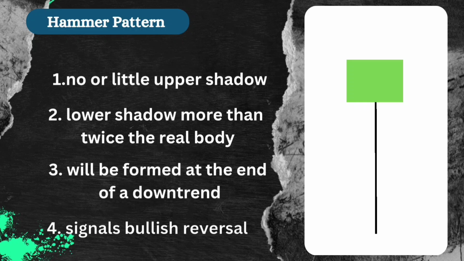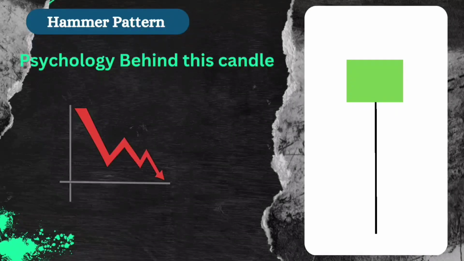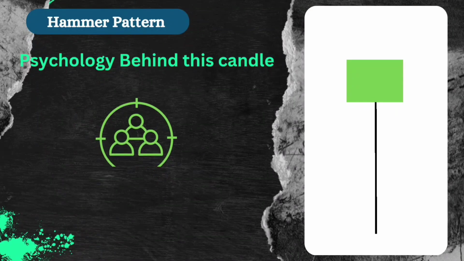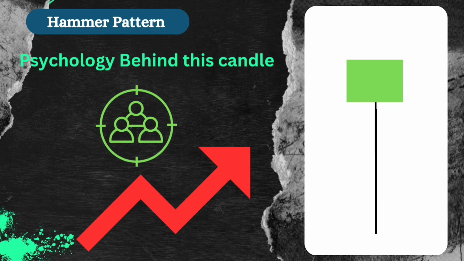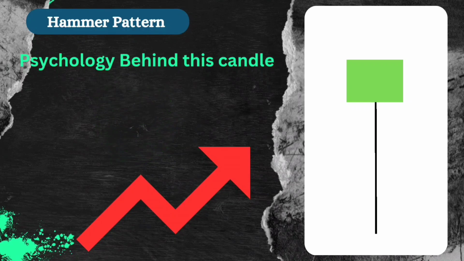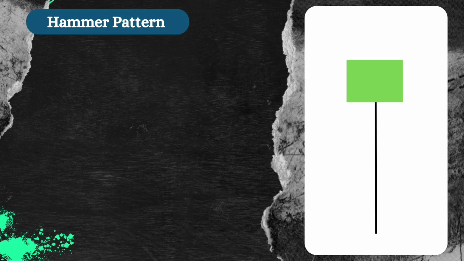Here is the psychology behind the hammer. The session starts with sellers pushing the price lower, but then buyers step in, driving the price back up. The price closes higher than the opening, forming the distinctive bullish pattern. Traders often use this pattern as a signal to enter a long position.